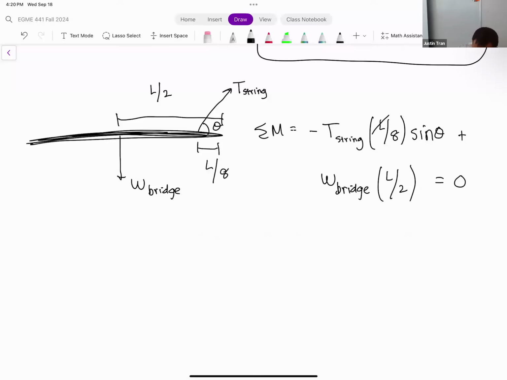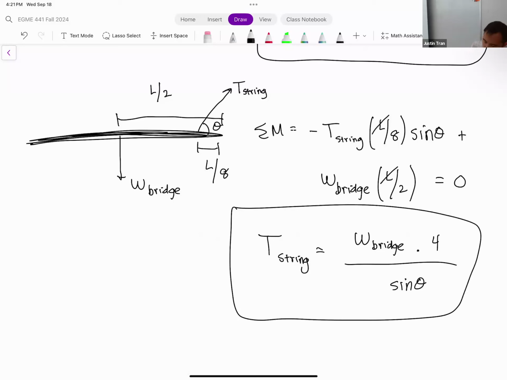Once again, we'll solve for T. We're going to cancel out L on both sides. I need to multiply both sides by 8 in order to get rid of that 1/8 on the bottom, and then divide by sine theta. What we get from this is T string is equal to W bridge times 4, all divided by sine theta. So obviously, much bigger than our previous result.